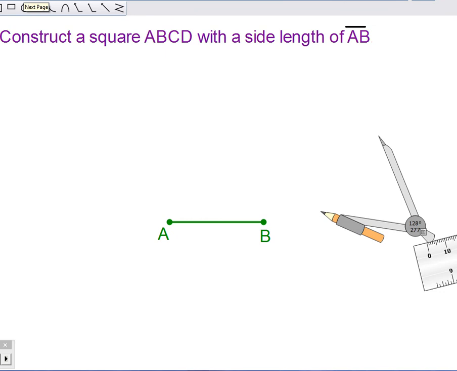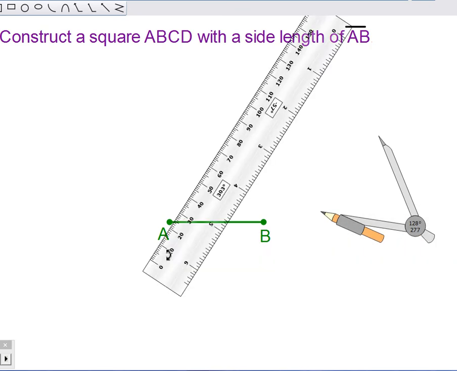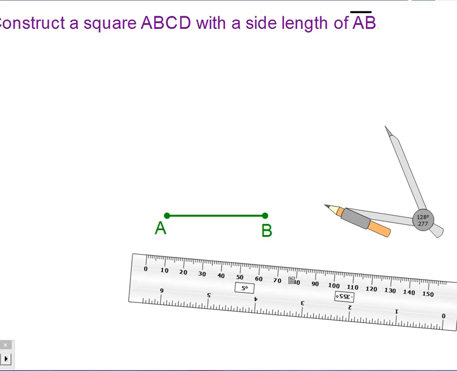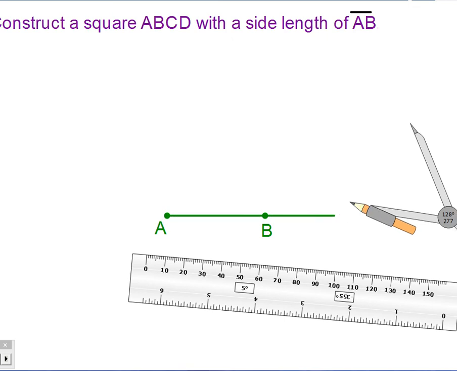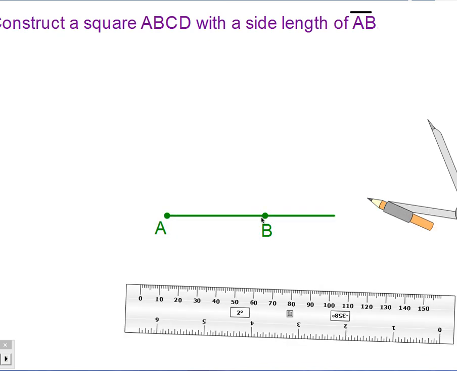Okay, so we're going to construct a square with side length AB. So our very first step is to extend the line. So we are going to take, oh hey, maybe I can just take this and extend it. Oh, that was so much easier. Okay, so for you, you're going to line up your ruler, and you're going to extend that line just a little extra. Now I still want my side length of my square to be AB.